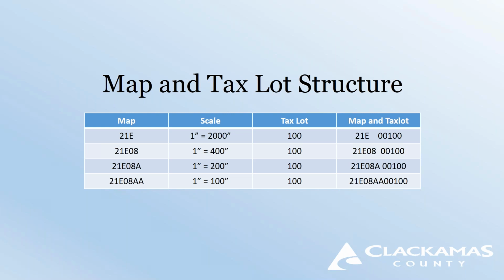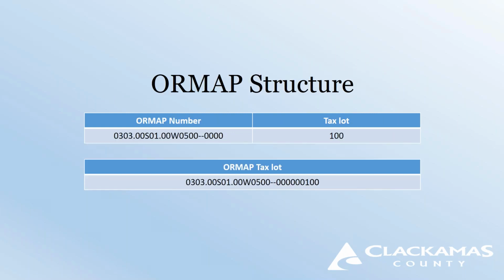And then we have our tax lot number, and then we concatenate the two to create our map and tax lot number, or our unique geocoding mechanism to identify where the parcel is in the county. And then the ORMAP structure is similar. This is a unique state identifier. Every single parcel has an ORMAP tax lot number and an ORMAP number. It breaks things out in county, township, section, range, and so on.